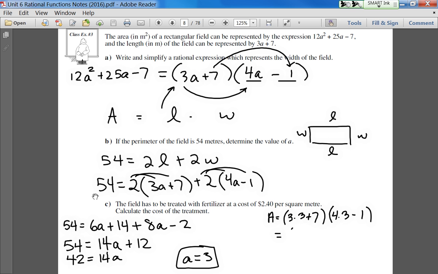What do you got here? 9 plus 7 is 16. 12 minus 1 is 11. 160 plus 16, 176 square meters. How did I get 176 so fast? I did 16 times 10 and then added one more group.